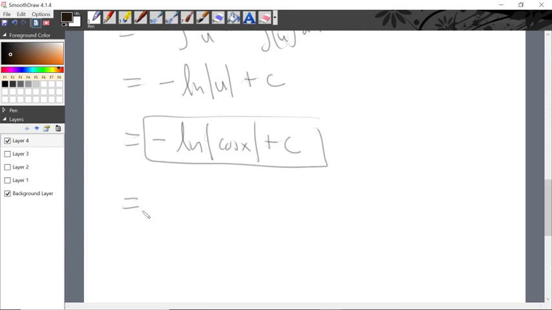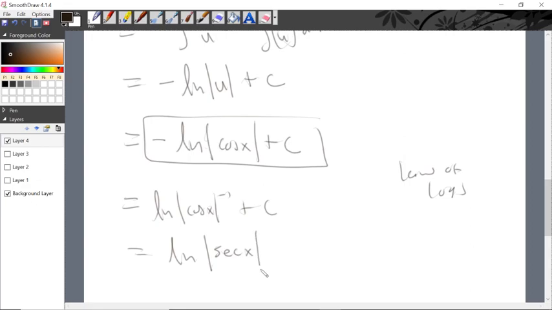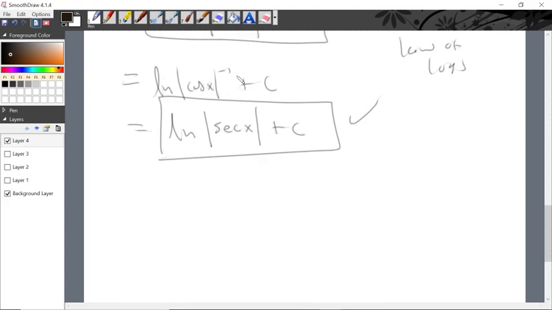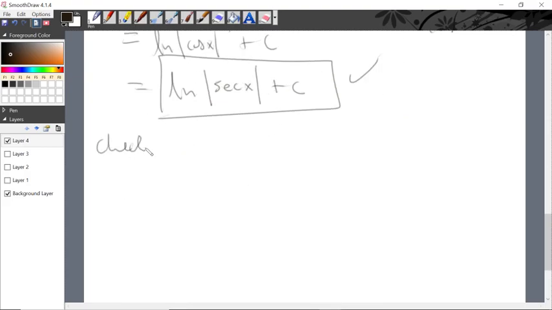We can also rewrite this another way. Using a law of logarithms, we can move the coefficient to the exponent here: natural log of the absolute value of cosine x to the negative 1 plus c, which is equal to the natural log of the absolute value of 1 over cosine x, which is secant x, plus c. And that would be, therefore, the general antiderivative to the tangent of x. Well, let's check to see that that's correct.